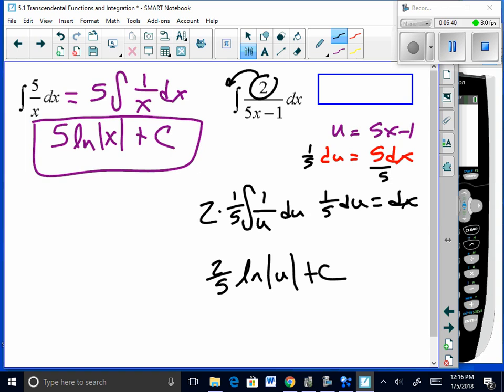Okay, and then from here, with your u substitution, you don't want to leave u in your answer, so then you just substitute back in what u was, which was 5x minus 1. So 2/5 natural log absolute value, 5x minus 1 plus c.